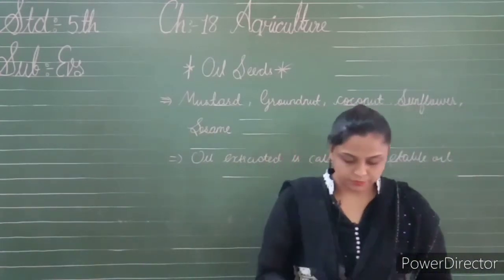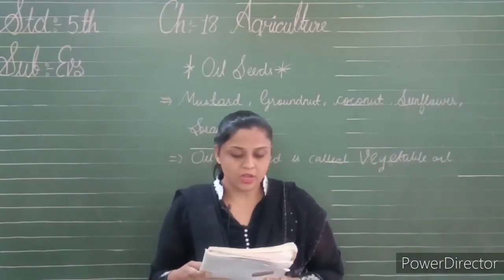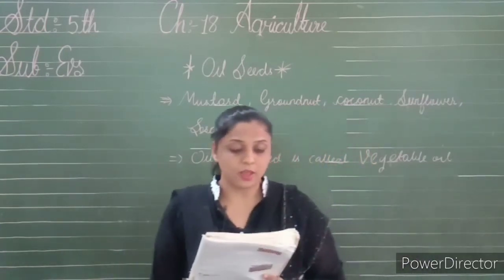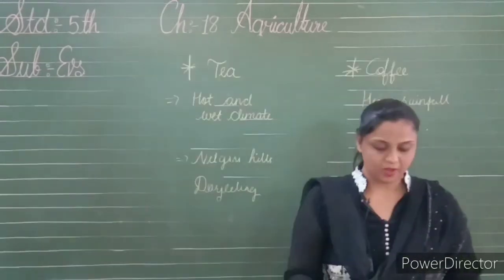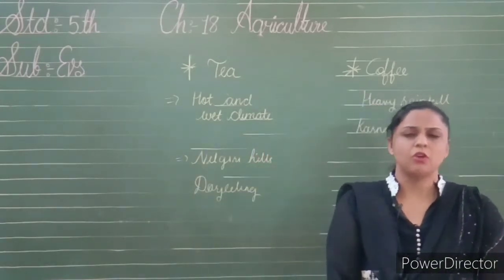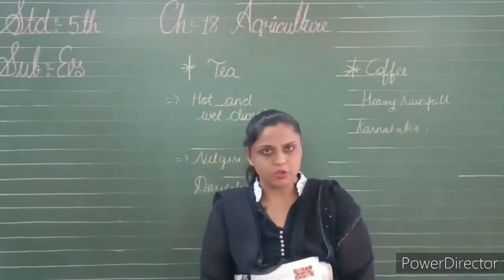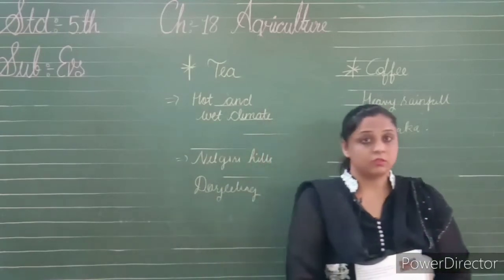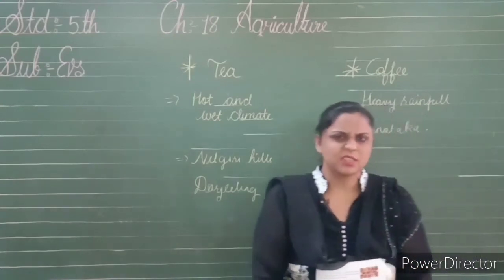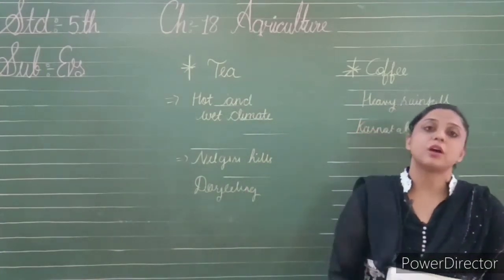Now in which states do oil seeds grow? Vegetable oil is mostly used in India for cooking. Oil seeds are grown in Punjab, Gujarat, Andhra Pradesh, Tamil Nadu, Kerala, and next we will see tea and coffee. Tea and coffee are the most important beverages. What is the meaning of beverages? Beverages means drinks. What other things come in beverages? Our soda, milkshakes, coconut water, and green tea. This all comes under beverages, a drink. So tea and coffee are also drinks which come under beverages.